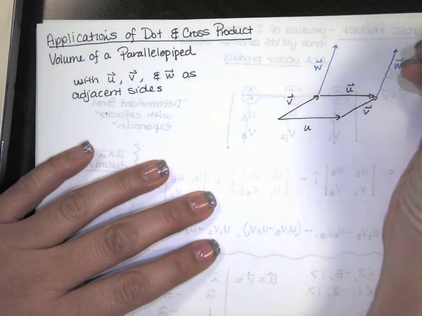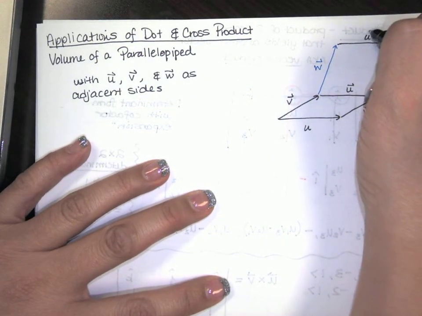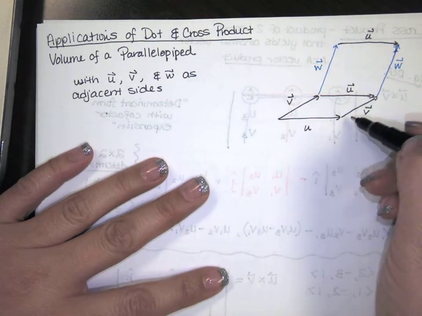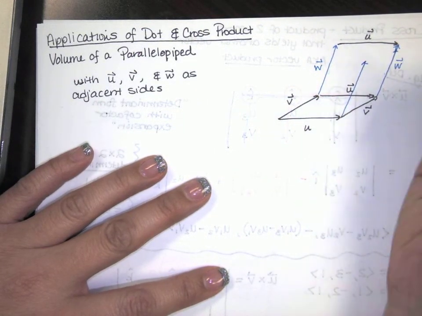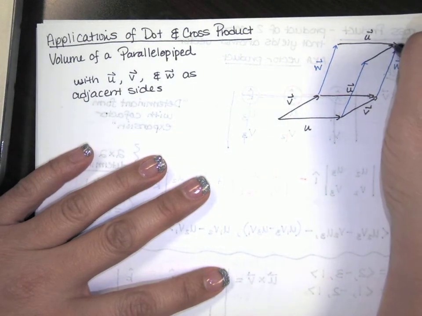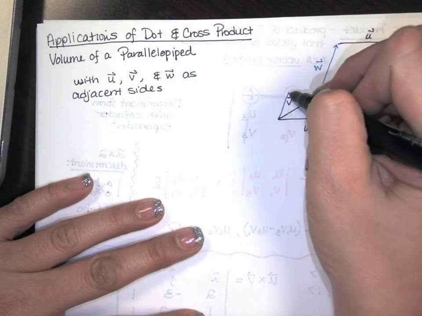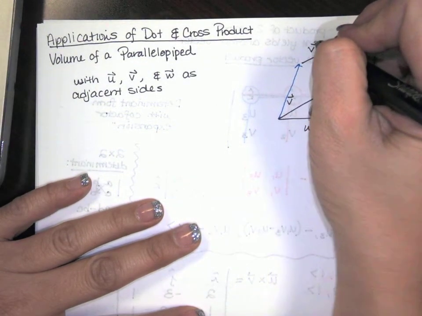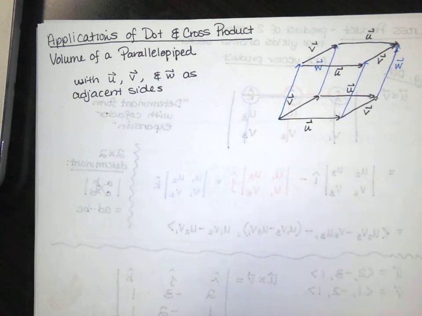Oops, I guess it needs to be a little bit longer. And then u is going to be back here. So I've got a parallelogram with u and w as sides, I've got a parallelogram with u and v as sides, and then we'll also have parallelograms with v and w as sides. It's a little hard to get the perspective just right, but we'll try. Looks like a squished box to me. Here we go. So I've got a bunch of parallelograms as sides.